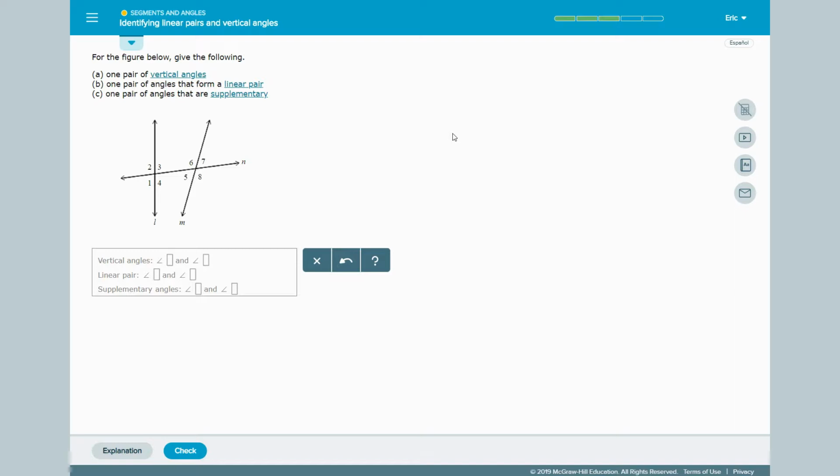Identifying linear pairs and vertical angles. I'm not going to spend time defining vertical angles, linear pairs, and supplementary in the mathematical terms because they're blue highlighted terms. You can just press on them for the explanations. No need to be that lazy. I'm going to give 2 little bits of information that you need to know for these particular examples. So let me actually buff that up a little bit. Boom, right here.